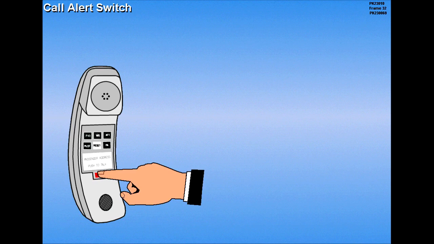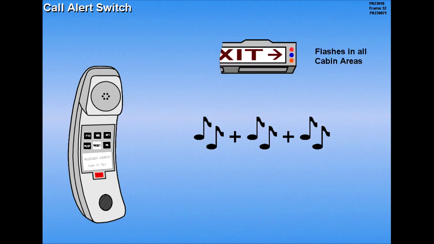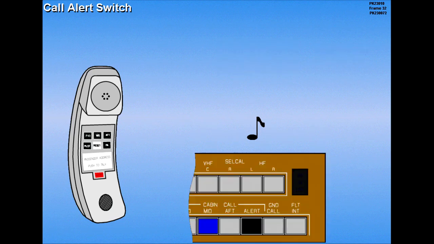Crew alerting is accomplished with the call alert switch. When the switch is pressed, the high-low chimes sound 3 times in the cabin, and the pink call light flashes in all cabin areas. In addition, a single high chime sounds in the cockpit, accompanied by a blue alert light and location light on the cell call panel on the overhead.